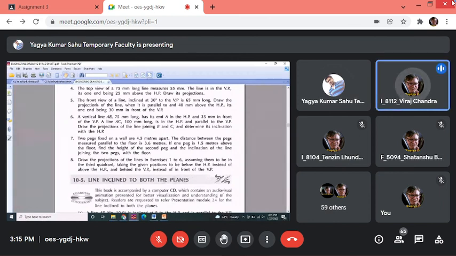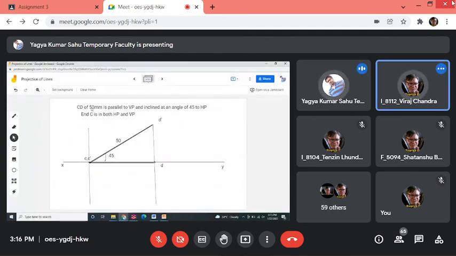for example, we have CD length, capital CD length as 50 mm, and because the line is parallel to VP, that is capital CD. Yes. CD is equivalent to small c dash d dash, right? Yes. We are getting front view of true length because the line is parallel to VP. That is what I was saying. So C dash can be written as capital C, right? In this case, yes, for this case. But you should not write like that.